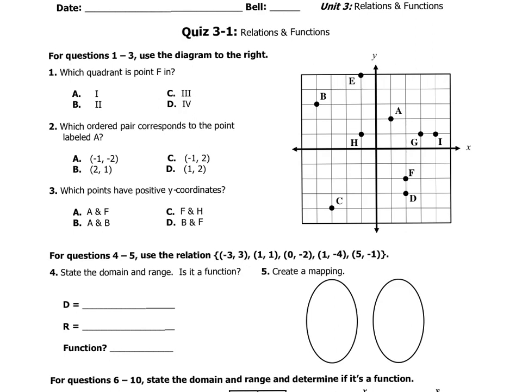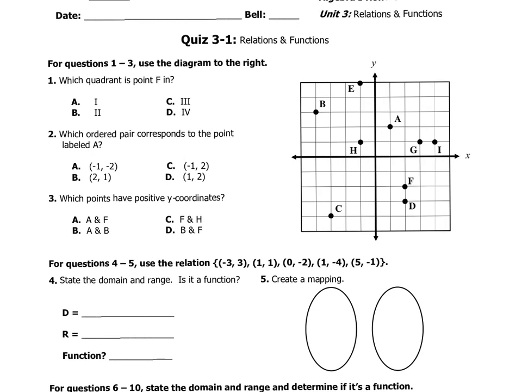So remember, our coordinate plane is divided into 4 quadrants. This would be quadrant 1, and this would be quadrant 2. It goes counterclockwise, quadrant 3, and this would be quadrant 4.